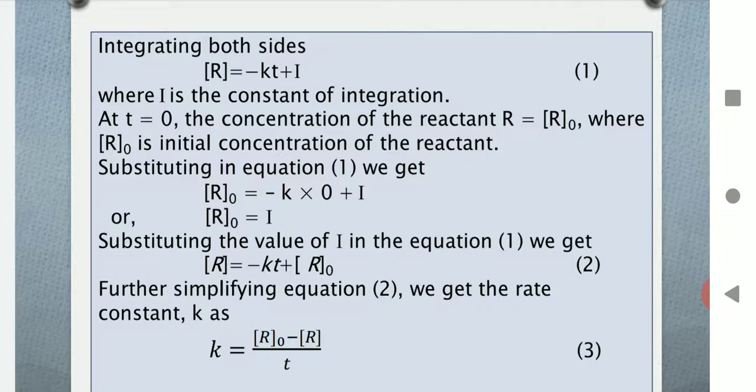Now we'll put these two values, that is the value of t equal to 0 and R equal to R naught, in the integrated equation derived above, that is the equation 1. So in place of R we write R naught, and in place of t we write 0.